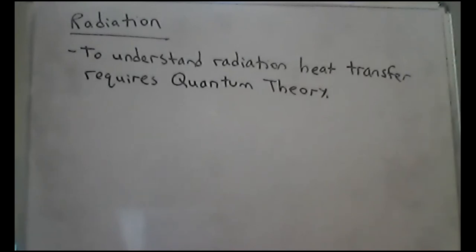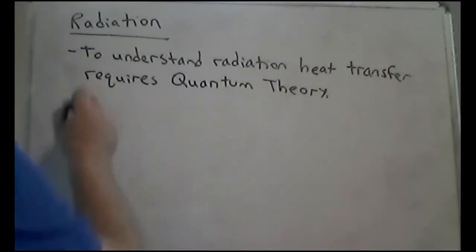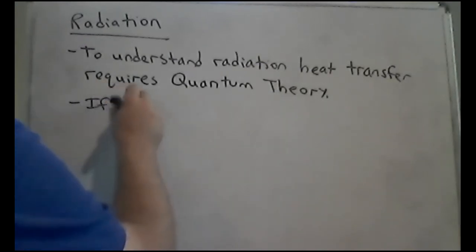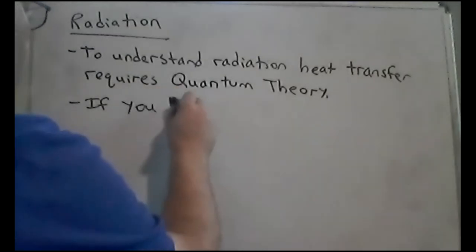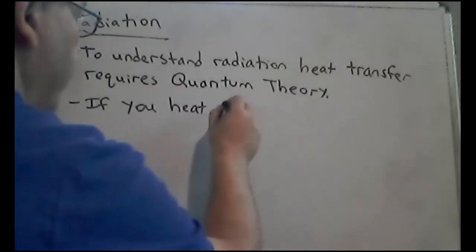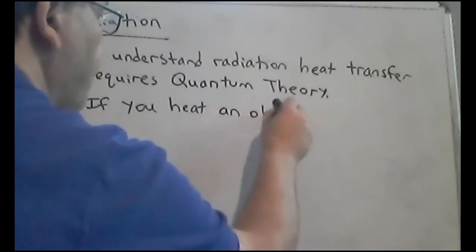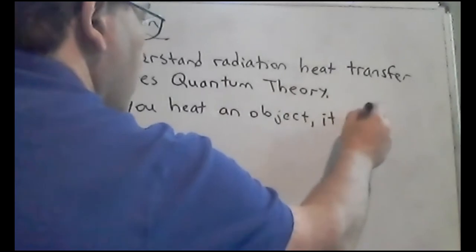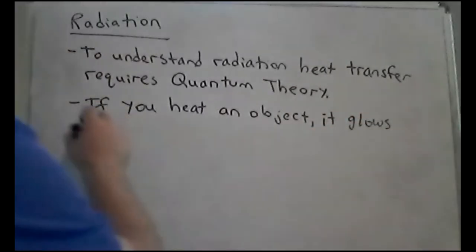So at this point in the class, if you look at the chronology of physics, people did not understand why this is the case. Now, it turns out there are phenomena, for instance, that if you heat an object like a metal, it glows at different colors.